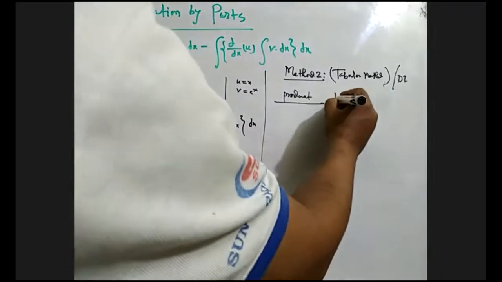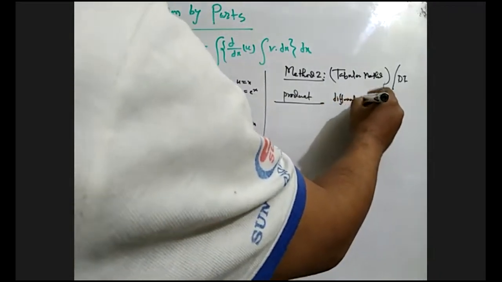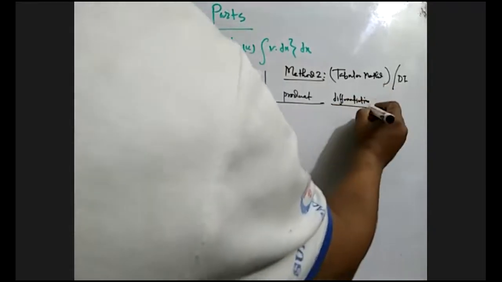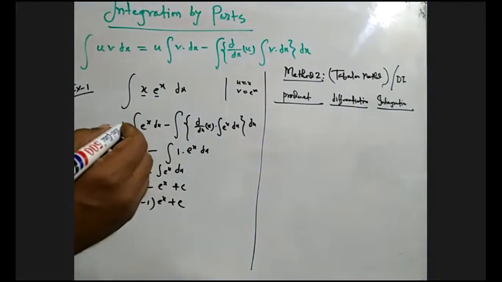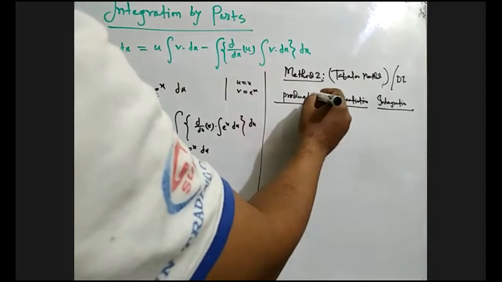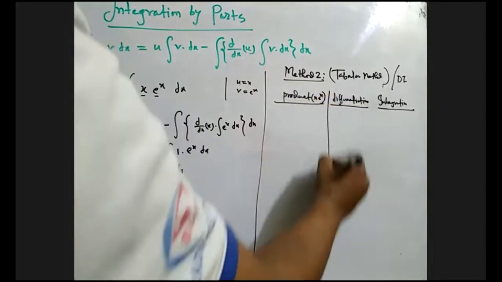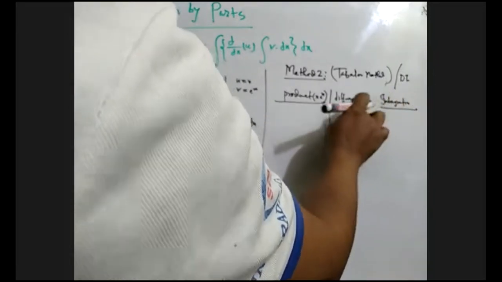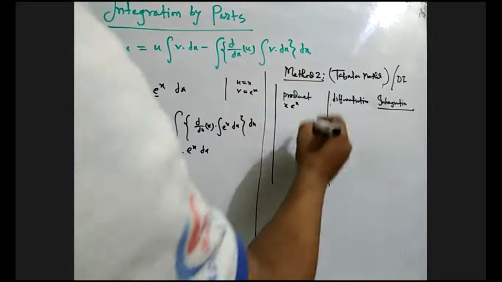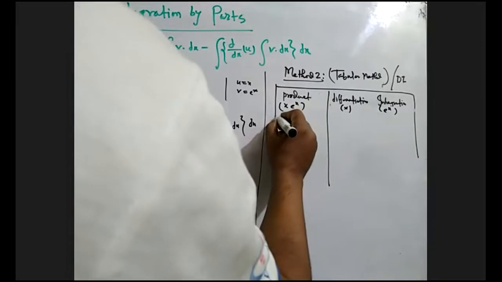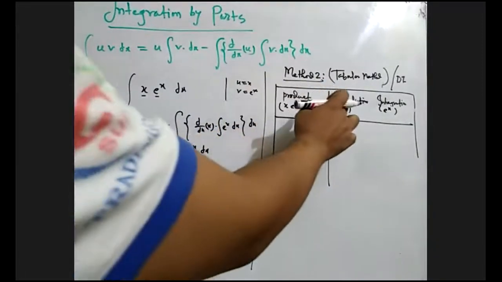We take three columns: first, the product; second, differentiation; and third, integration. The product here is x times e to the power x. Differentiation applies to the first function, which is x, and integration applies to the second function, e to the power x.